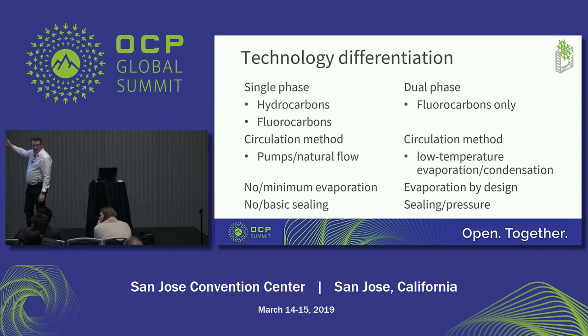The dual phase is, by definition, as far as the industry stands today, at least, fluorocarbon-based. As far as I'm aware, there is no hydrocarbon that applies evaporation as a strategy. With the circulation methods, with dual phase, it's usually evaporation. That's the most efficient way of dealing with the natural convection circulation. And in the solution design, with single phase, evaporation is something to avoid. So that's usually controlled by temperatures, or it can be controlled by other means.